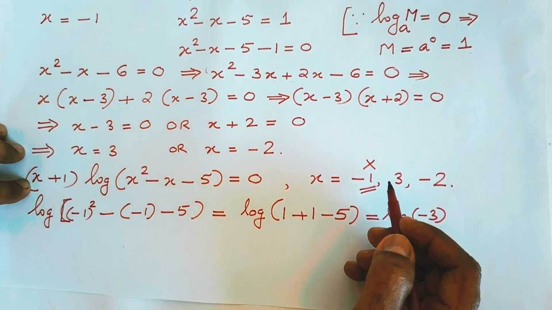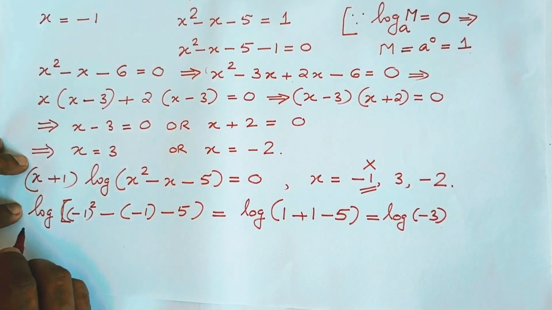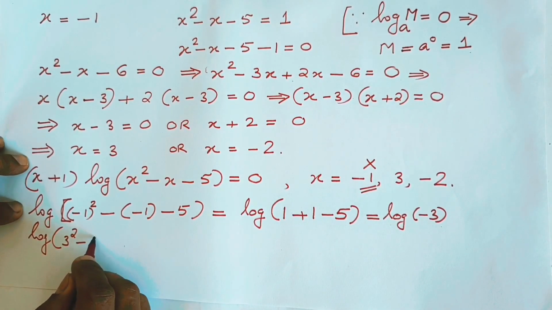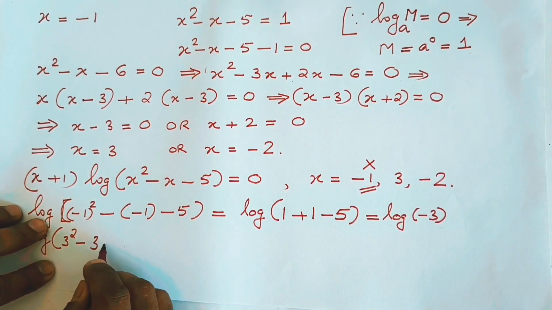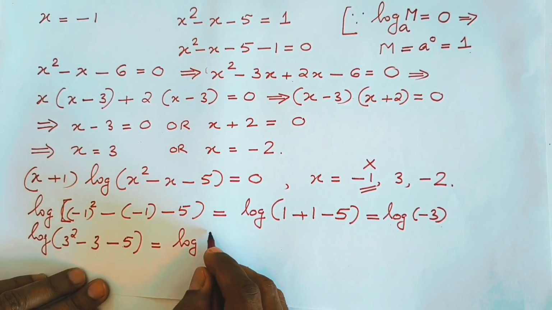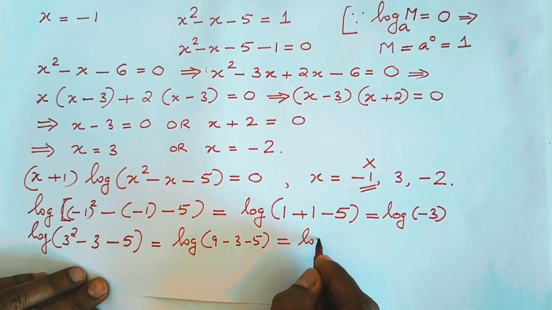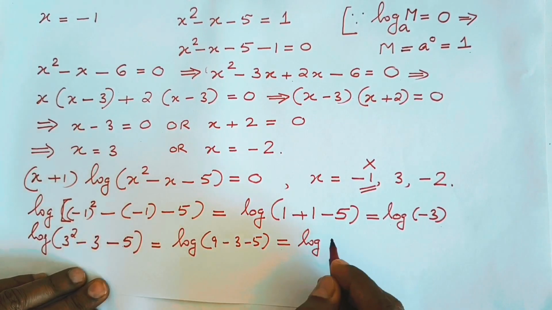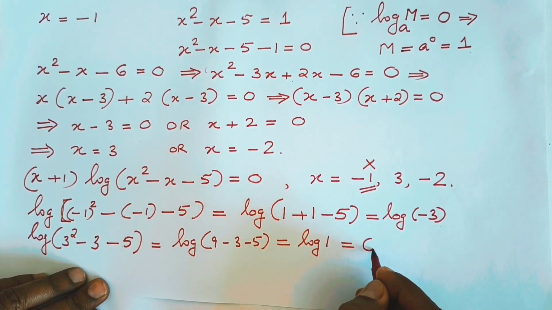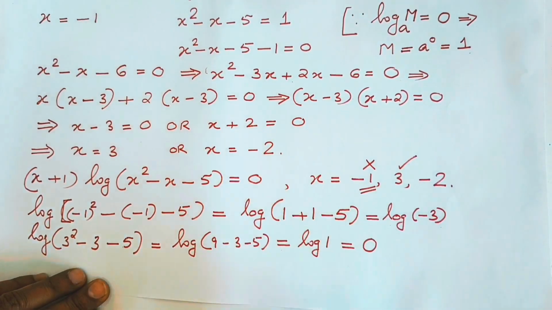Now if you do the same substitution of 3 and minus 2 in this equation, what do you have? Log of 3 squared minus 3 minus 5. This is log(9 - 3 - 5). This is equal to log of 9 minus 8, which is 1. And we know the logarithm of 1 is 0. So we are getting it verified. So this is the correct solution.